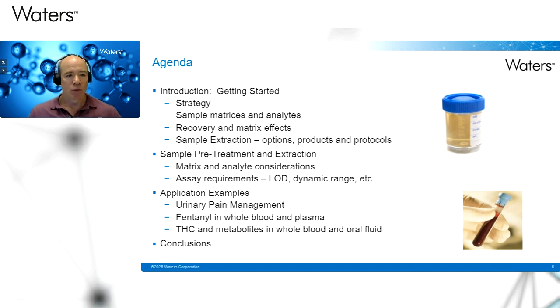We'll then move into the specifics of sample pre-treatment and extraction. What are some of the things that we have to consider? There are both matrix and analyte considerations, depending on whether you're working with blood or urine or oral fluid, or if you have opiates or cannabinoids, that could all make a big difference. And then also assay requirements. How low do we have to go? Are we doing qualitative or quantitative work? What's our dynamic range? That sort of thing. And then finally, we'll talk about a few application examples that you can see here. We'll demonstrate some of these method development and optimization techniques.